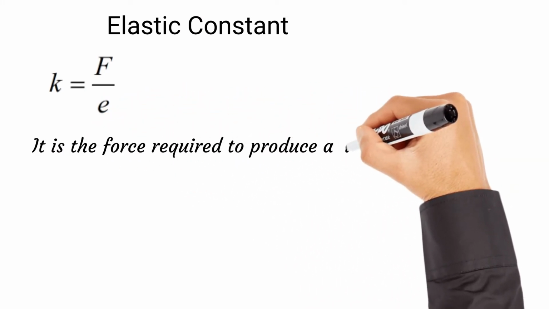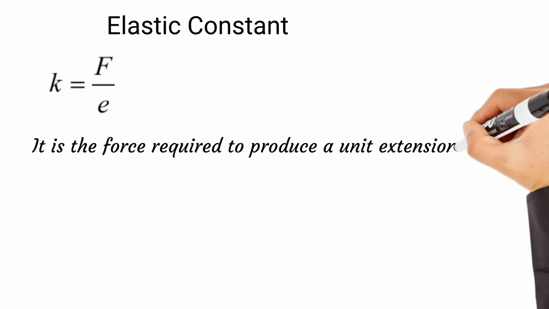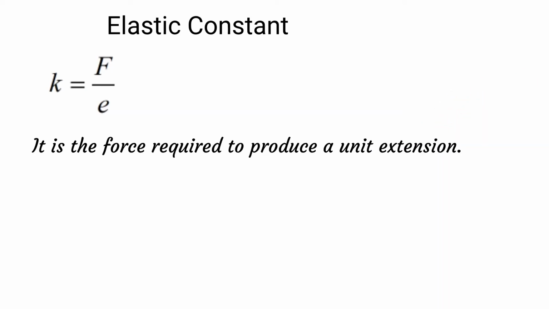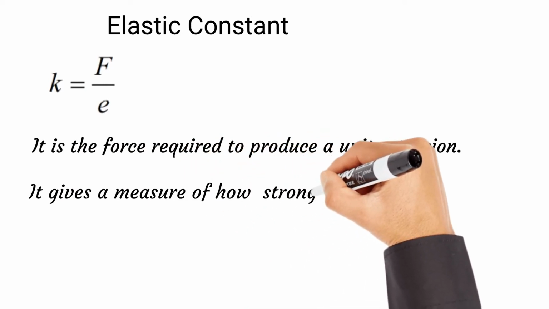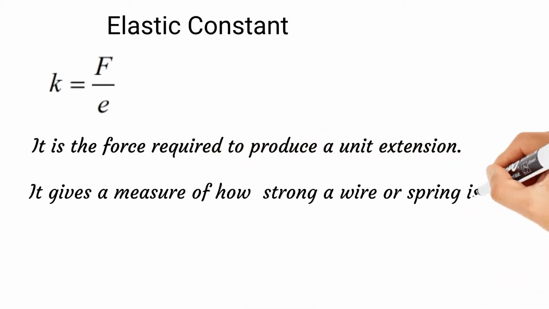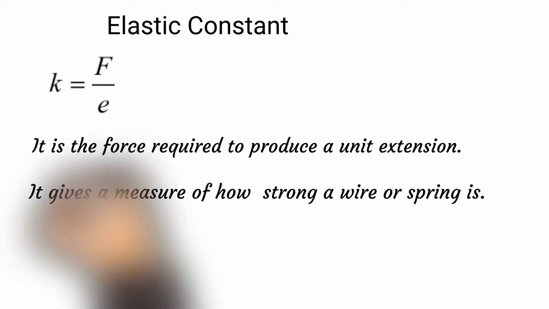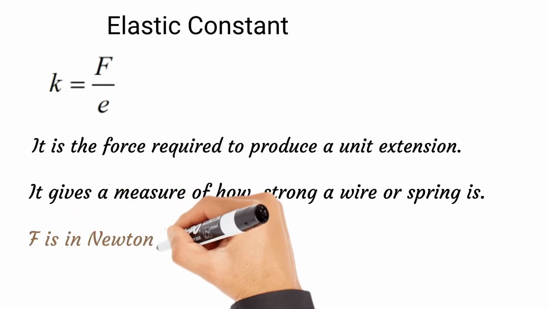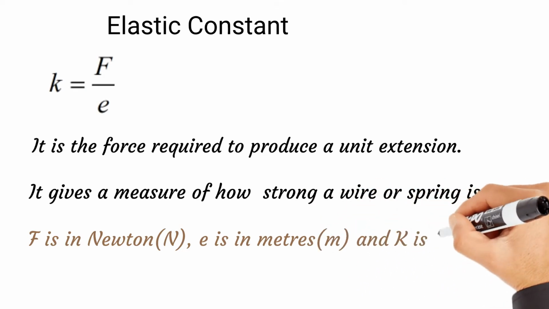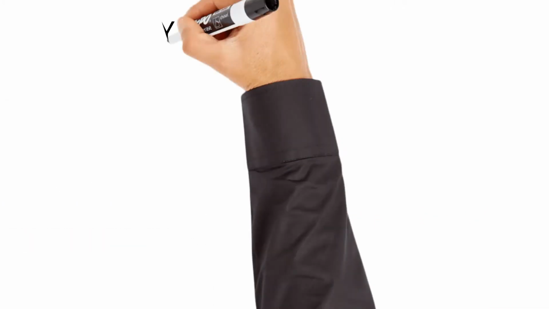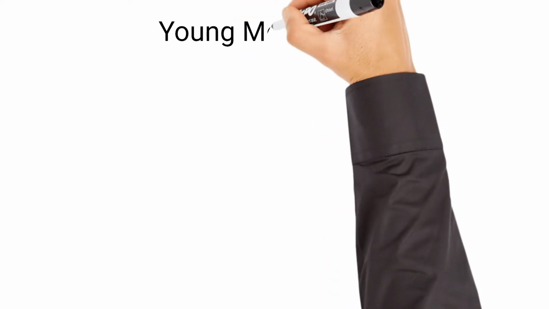Now, elastic constant is the force required to produce a unit extension. It gives a measure of how strong a wire or a spring is. F is measured in Newton, e is measured in meters, therefore K is measured in Newton per meter.